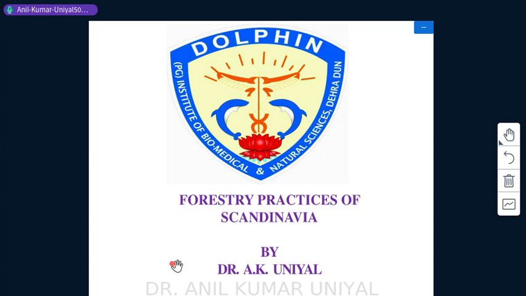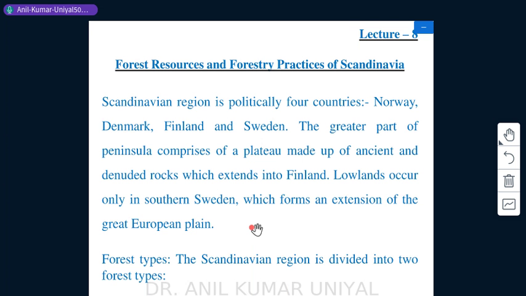Okay, this is the topic, the forestry practices of Scandinavia, and this is the second representation of Europe. Here we will discuss the forest type, physical region, and prominent species of the Scandinavian region. In the Scandinavian region, it is politically having 4 countries: Norway, Denmark, Finland, and Sweden.